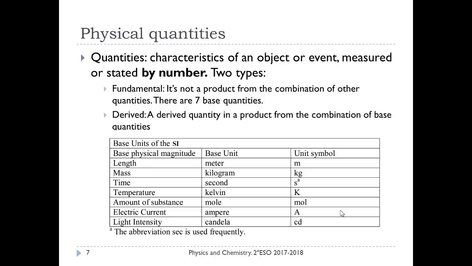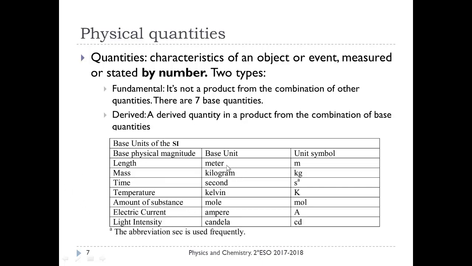The SI system was introduced around the 1960s, and they established 7 base units and their symbols. So length, mass, time, temperature, amount of substance, electrical current, and light intensity.